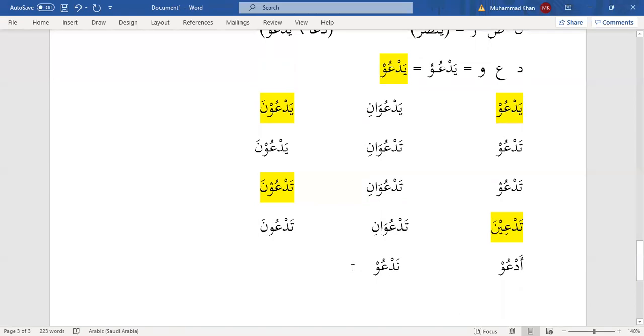Okay, so we practiced the verb tala. From tala, we have yatlu. Tala, yatlu. So we practice the same on this pattern. So it will be yatlu, yad'u, yatlu. Yatluwani. Yatluna, excellent. Tatlu. Tatluwani. Yatluna, excellent, perfect. Tatluwani. Tatluna, okay. No change will take place. Tatlina. Tatluwani. Tatluna. Atlu. And Natlu.